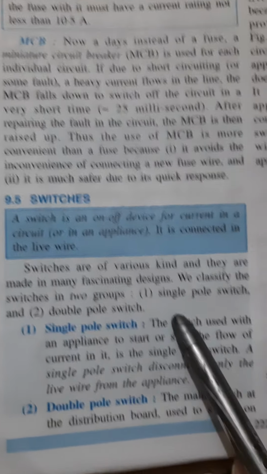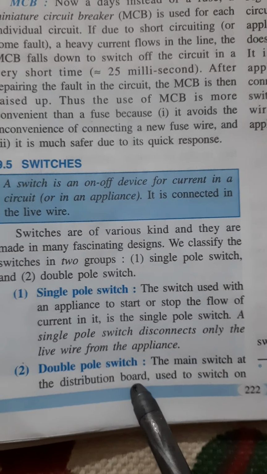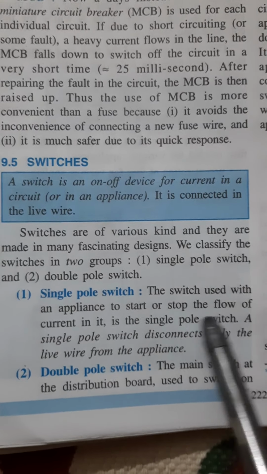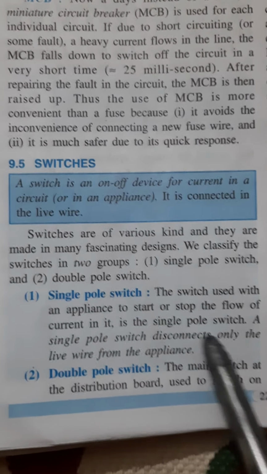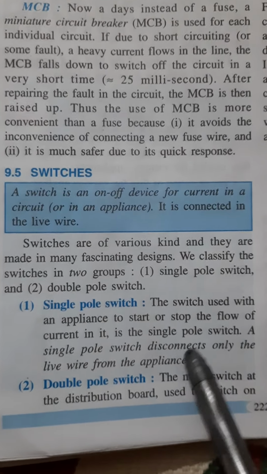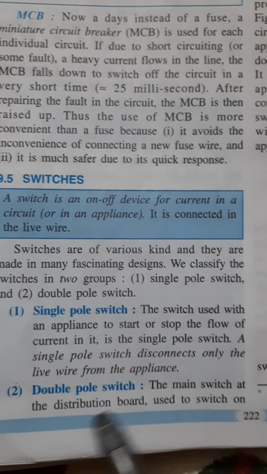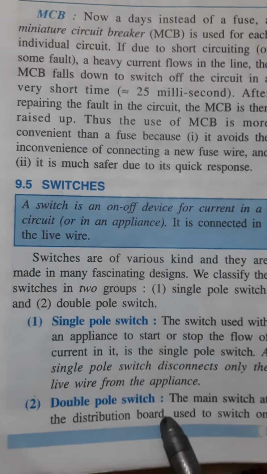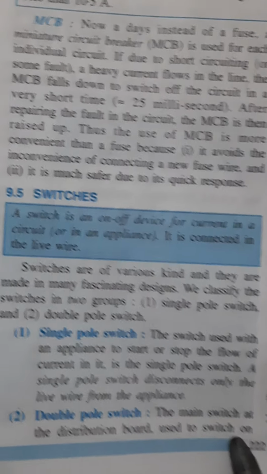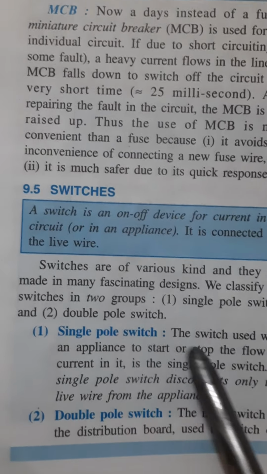As concerned with the types of switches, there are two types: one is the single pole switch, second is the double pole switch. The switch used with an appliance to start or stop the flow of current in it is a single pole switch. Means if one appliance is connected with only one switch, that is a single pole switch. Whereas if one appliance is connected with two switches, that is called a double pole switch. Mostly we will observe double pole switches in a staircase or a big hall room. Otherwise each and every appliance is connected with only one switch, so that is called a single pole switch.